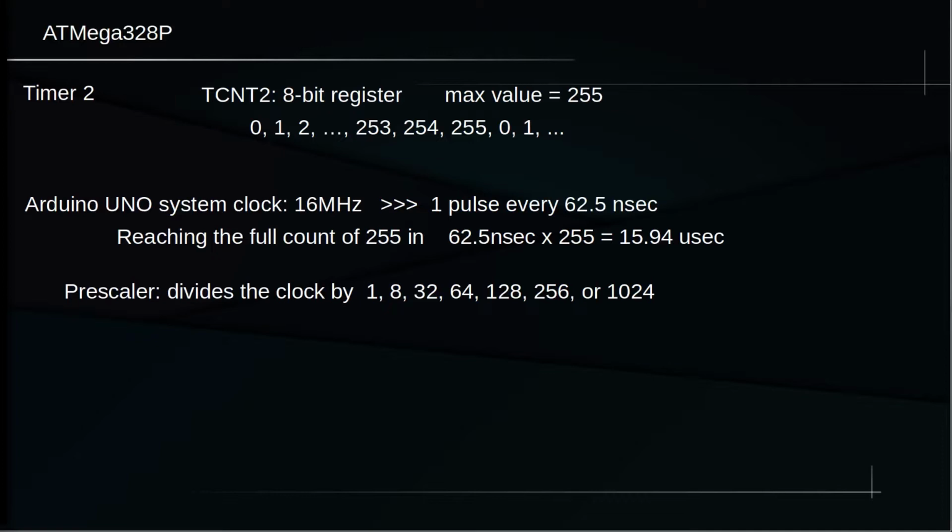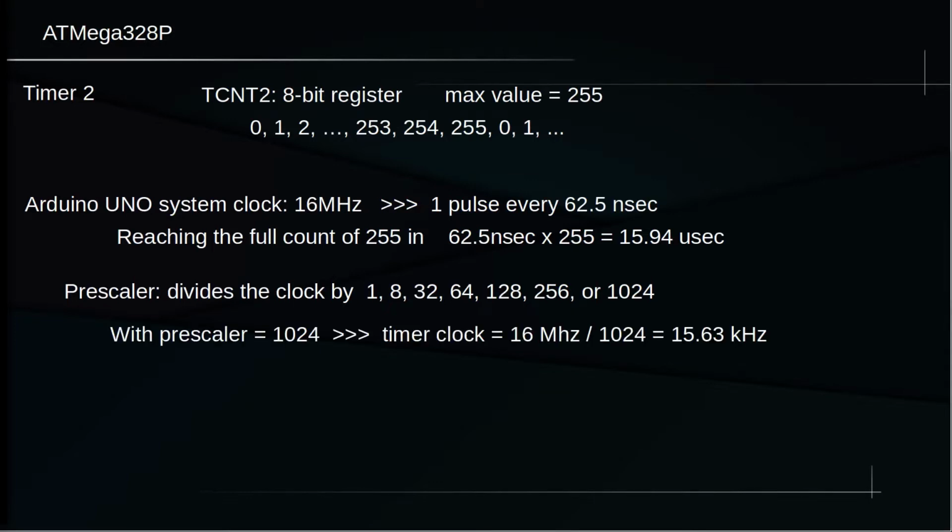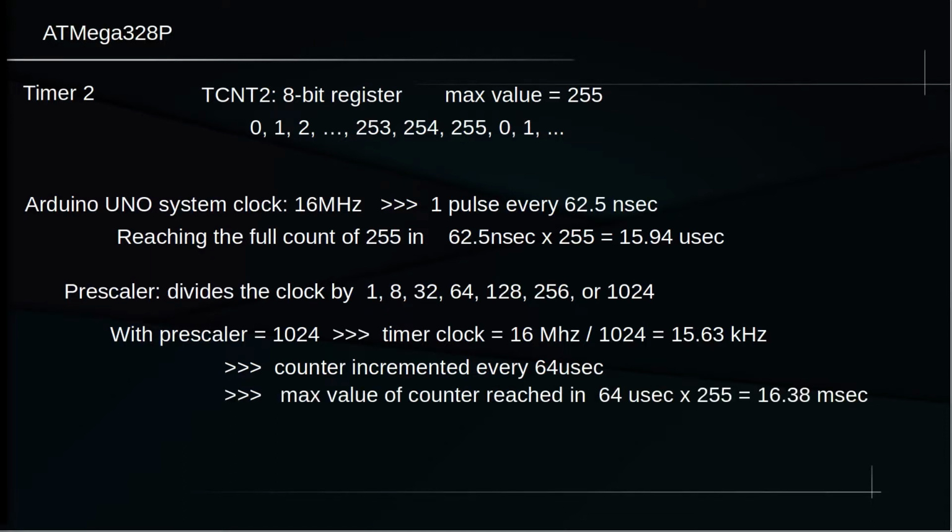When the prescaler is set to 1, it will output a clock that has the same speed as the system clock. In our case, we will program the prescaler to divide the system clock by 1024, thus obtaining a new clock at 15.63 kHz, which means that the counter will be incremented every 64 microseconds. And so, the maximum value of the counter will be reached every 16.38 milliseconds, which is a much greater value than the original one of 15.94 microseconds.